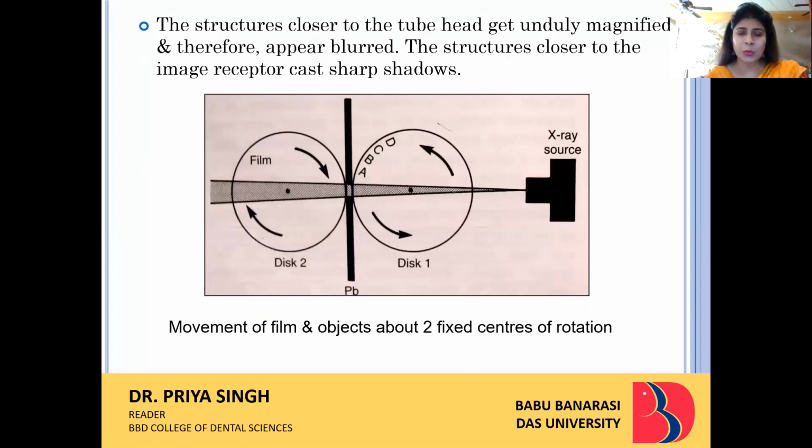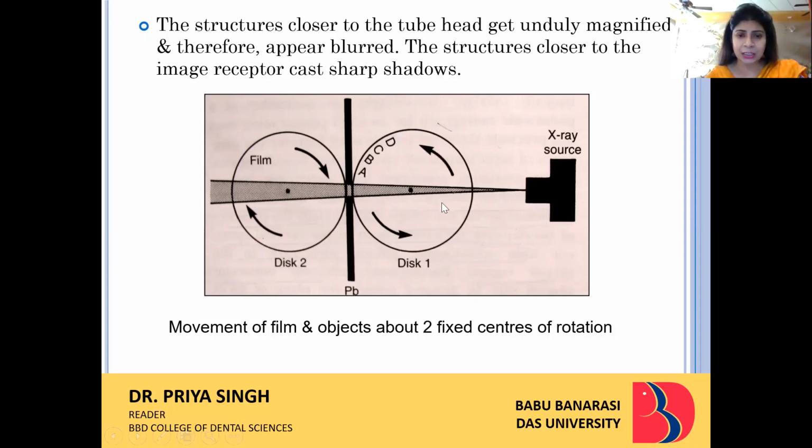The structures which are closer to the tube head, that is anterior to it, get unduly magnified and therefore appear blurred. The structures which are closer to the image receptor will cast sharp shadows. So movement of film and objects is about two fixed centers of rotation.